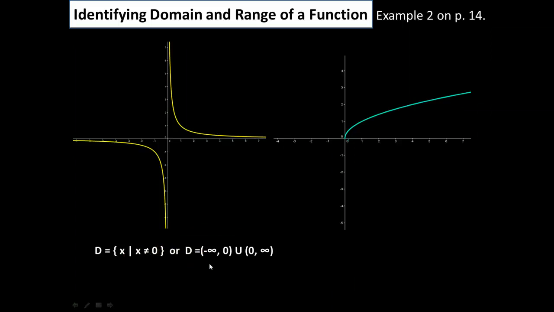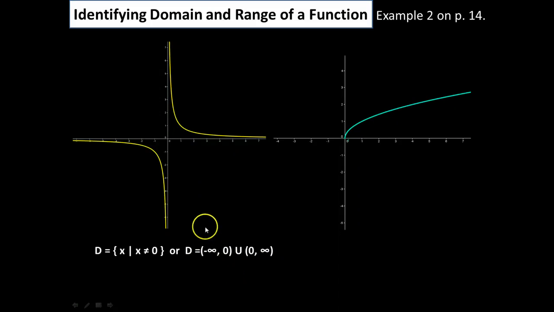Or we can use interval notation. Our domain goes from negative infinity to 0, not including 0. Union means and. 0 up to infinity, again open here at 0, so we're not including 0, but we're including everything from negative infinity to infinity with the exception of 0.